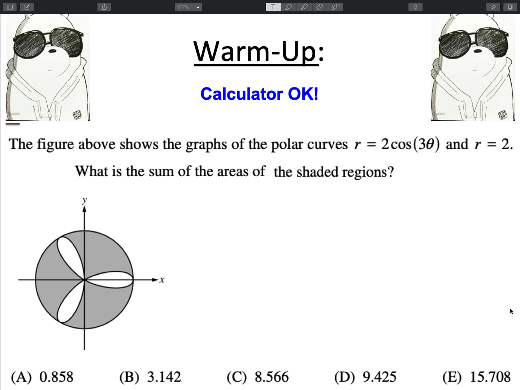So out of the two equations that we have, this first one, r equals 2 cosine of 3 theta, we know is going to be the propellers or the petals, those three petals that are there. And r equals 2 is just a circle centered at the origin with a radius of 2. So you could say this is kind of like the outer circle, and 2 cosine of 3 theta are the three propellers. So using your graphing calculator to help you out, would you be able to determine the area of the shaded region? And then choose one of the selected answers.